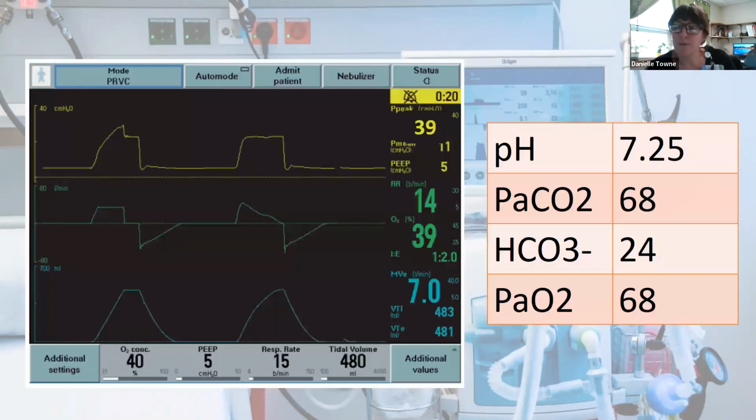All right, so let's pretend we have a recently intubated patient. The vent is set for a respiratory rate of 15, tidal volume of 480, and that's based off of 7 mLs per kilo of the ideal body weight. So we know that that number is safe and appropriate. FiO2 is set at 40% and your PEEP is 5. So what do we see with our gas?